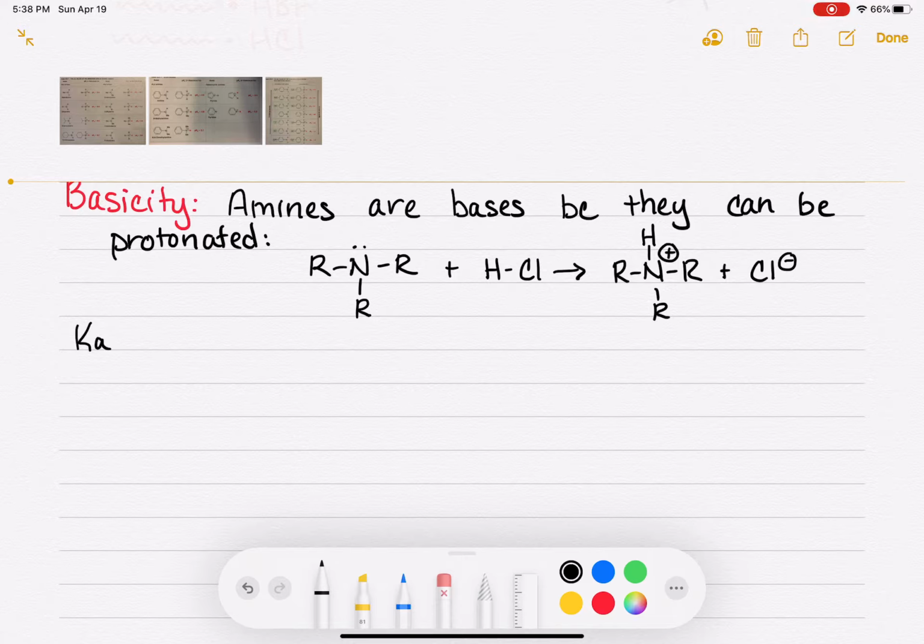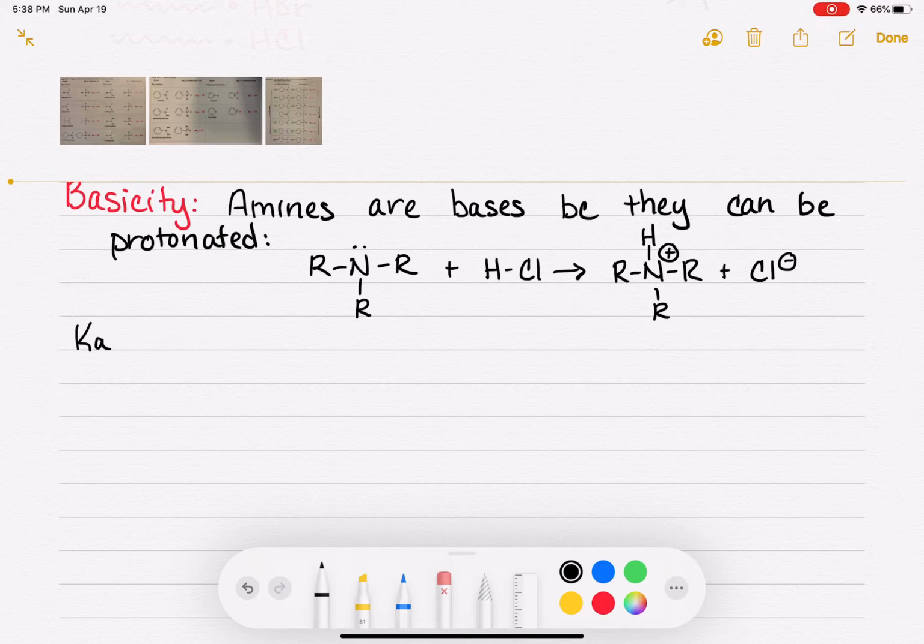One of the things you learned in 163 is that there is a relationship between Ka and Kb, that Ka times Kb equals Kw. So whether you have an acid or a base, you can always figure out its Ka or its Kb, one or the other. Everything has a Ka and a Kb.